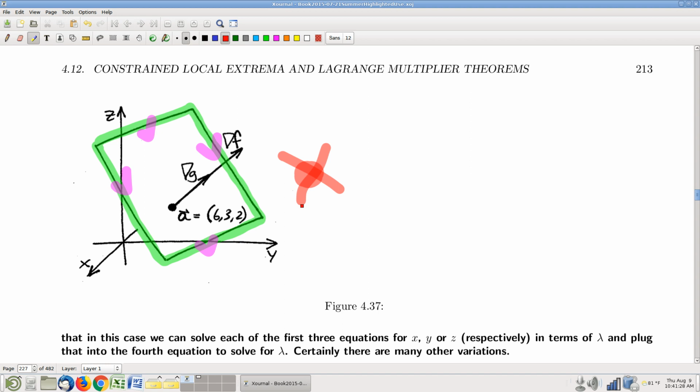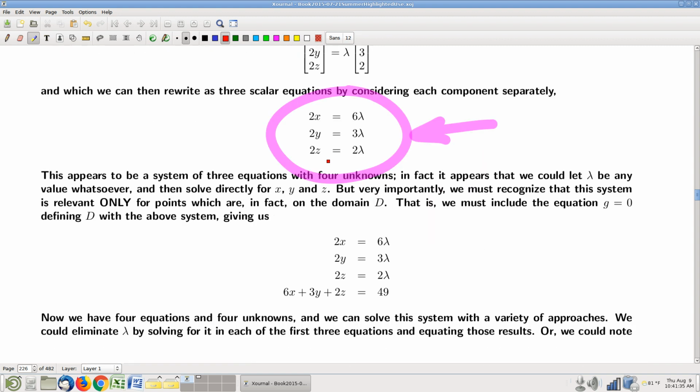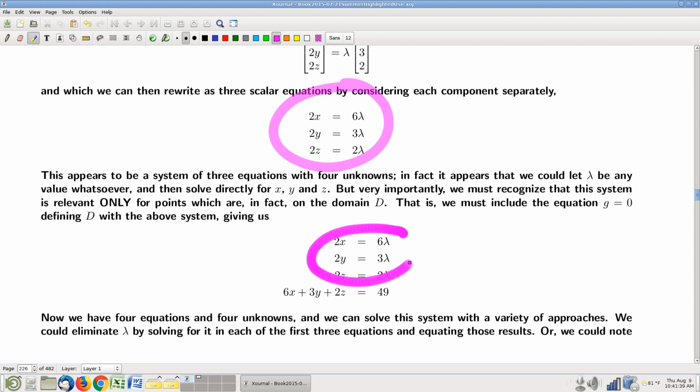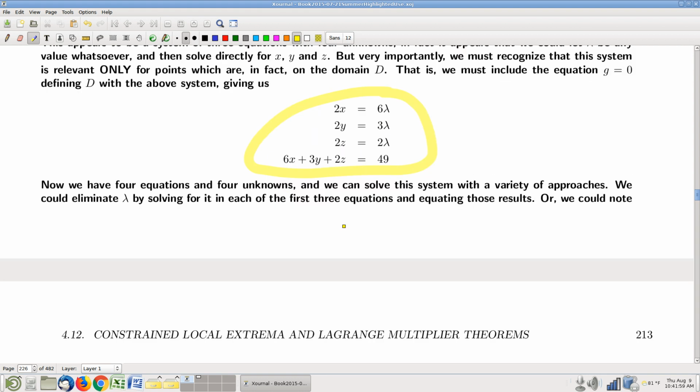So in fact, don't forget this is a big deal. Very, very often students forget this, but you don't just write down the Lagrange conditions by themselves. You write down the Lagrange conditions and the constraint. So it's the four of these equations together that you want to find solutions to. And now notice we have 4 equations and 4 unknowns. That's good. It's all balanced off, and it's a matter of doing a little bit of algebra.